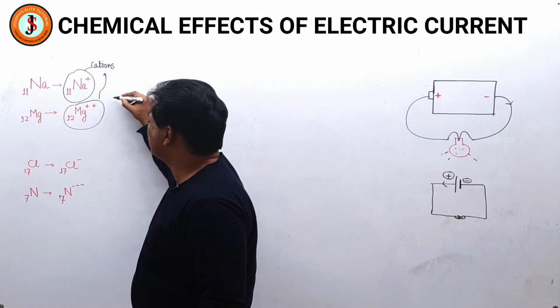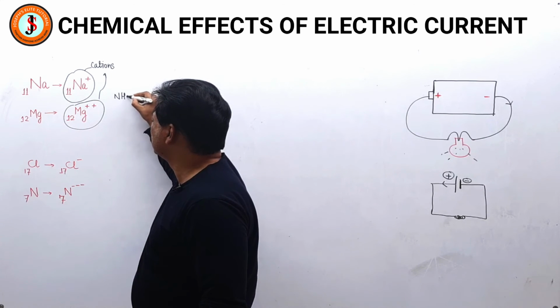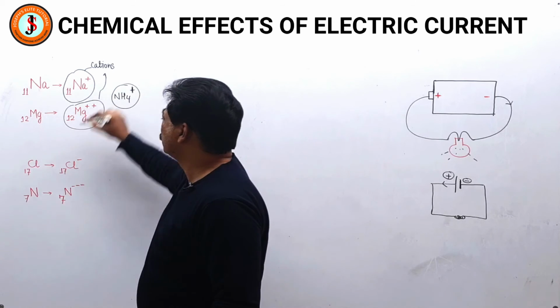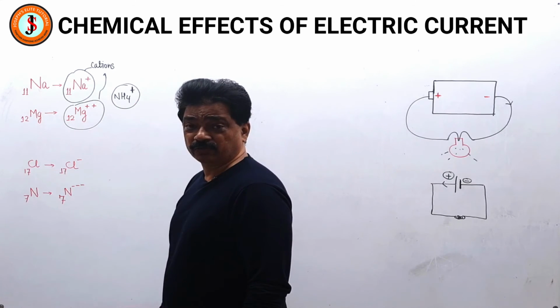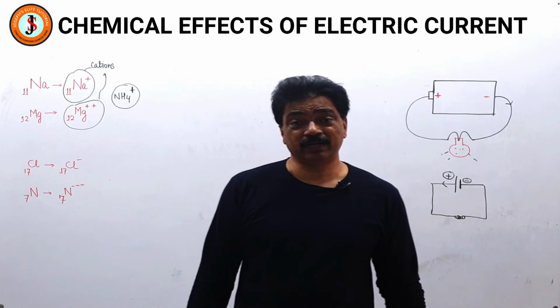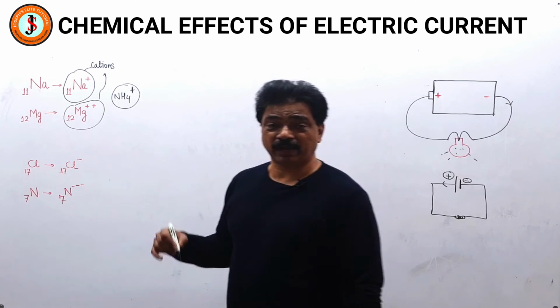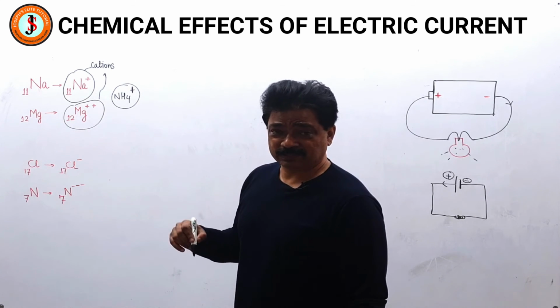Sometimes there will be certain radicals like NH4 plus. So this whole system has lost one electron. This whole NH4 system has lost one electron. So these are sometimes also called radicals. This is the ammonium radical. At times we can say ammonium ion also.